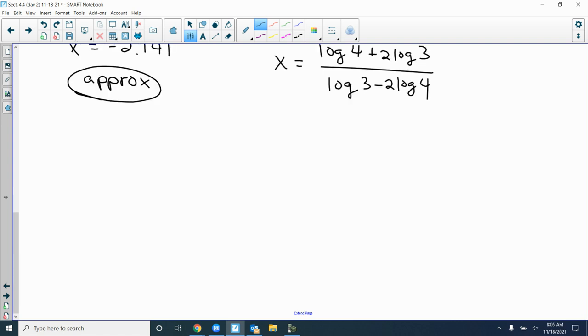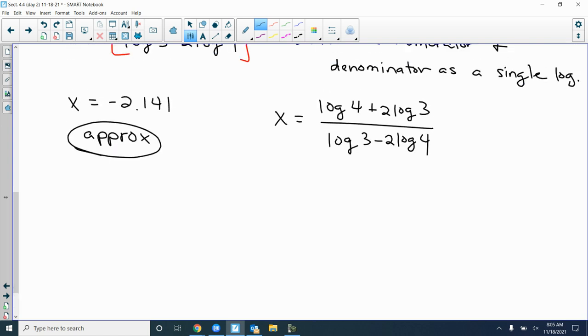All right, how do I condense? This is basically a condensed problem. How do I condense the top? You take a single log. If there's a plus, you write it as a multiplication. If there's a minus, it's a division. And if you got a number in front, it becomes a power. So what happens to this 2 here? It becomes a power. What happens to this 2 here? It becomes a power. So I get the log of 4 plus log of 3 squared, which is 9, and I get the log of 3 minus log of 4 squared.